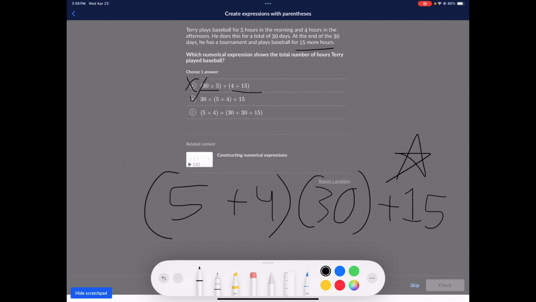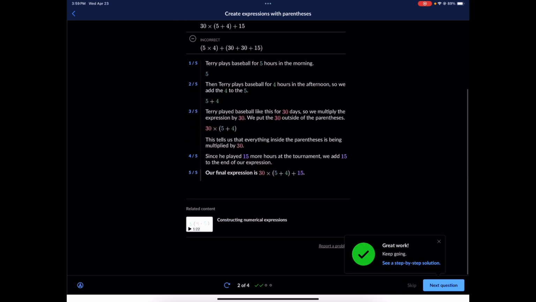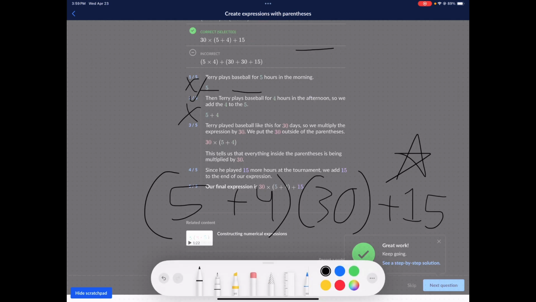Let's check C. Choice C, 5 times 4 plus 30 plus 30 plus 15. So, no, this has nothing really to do with it. This is mistakenly multiplying the hours in the morning and the hours in the afternoon. So yeah, this one is completely wrong. Choice B is our best answer here. Then plus 15. So if you got that right, great job.